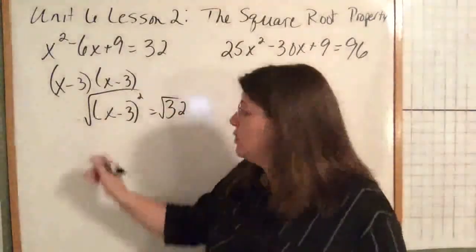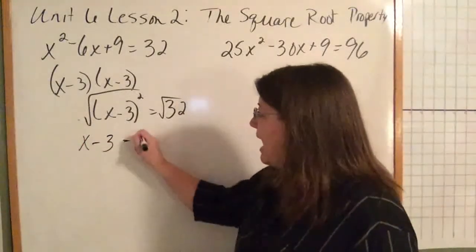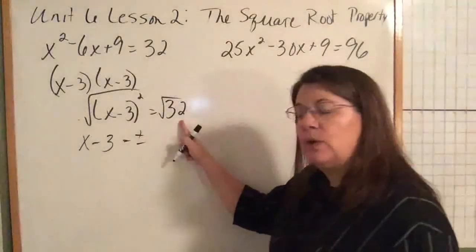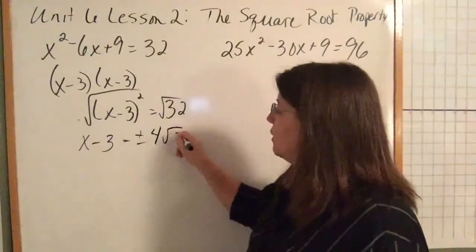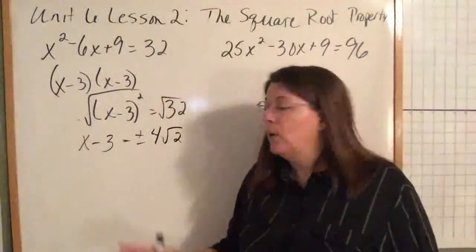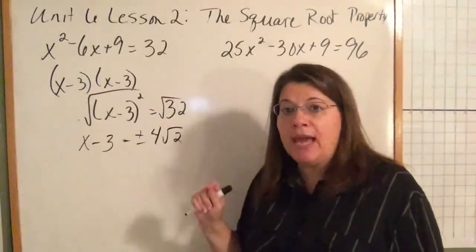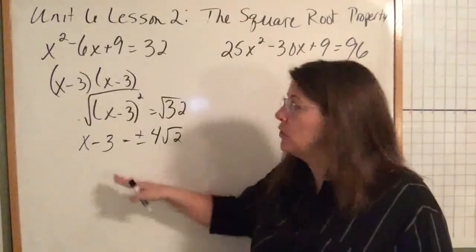Next step, I'm going to take the square root of both sides. When I take the square root, this side is just going to be my x minus 3. This side, I have to include the plus minus. And 32 is 16 times 2, so I can bring out a 4, and I'll have the square root of 2 left inside. Well, this did not turn out to be a nice whole number, but that's still okay.